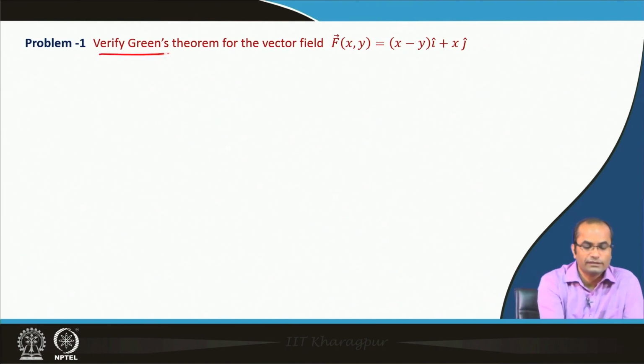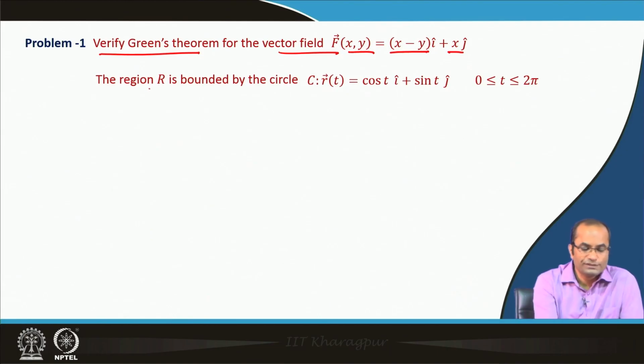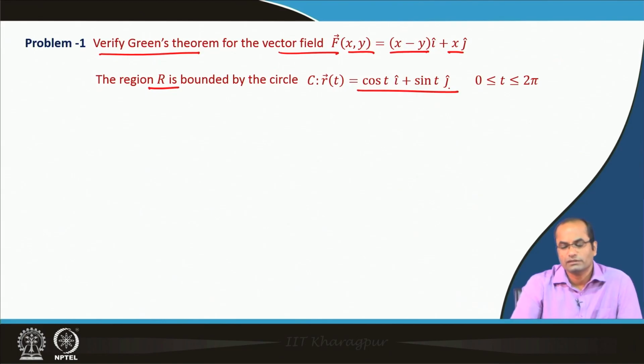One, verify the Green's theorem for this vector field, where the vector field is given by x minus y and the second component is x. So, the region R here is given, which is bounded by this (cos t, sin t). So, which is a circle, because t varies from 0 to 2 pi, it is a whole closed circle which is given by this parametric equation. So, we want to verify the Green's theorem, that means first we will compute the area integral or the line integral, and then the other one, and see that both the values are the same.